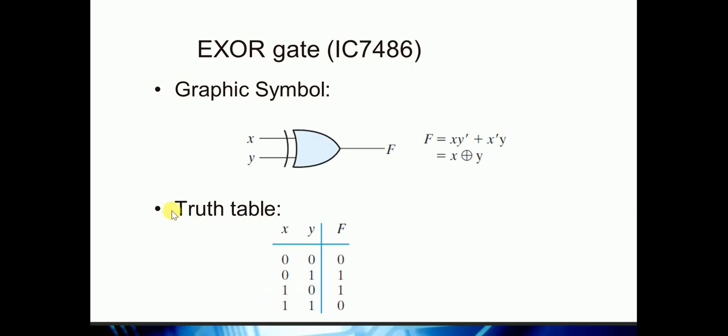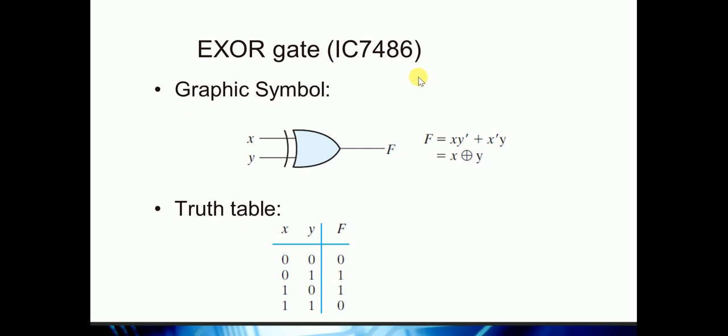Now let's talk about the ExOR gate. In this first experiment, we have to learn about OR, AND, ExOR, NAND, XNOR, different gates. So we will skip some of the gates. We will talk about only the basic inverter circuit, and then the second one is the ExOR gate.